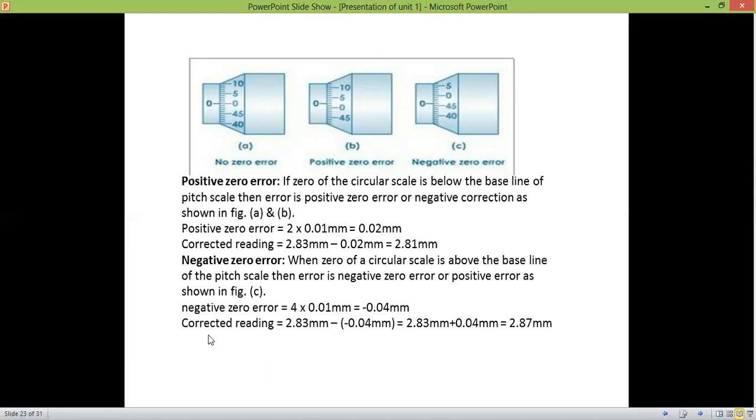And how to get the corrected reading? What we have to do is add the negative zero error to the observed reading. The observed reading was 2.83 plus 0.04. So the answer becomes 2.87 millimeter. So the positive zero error is subtracted from the observed reading to get the corrected reading, and the negative zero error is added to get the accurate reading.